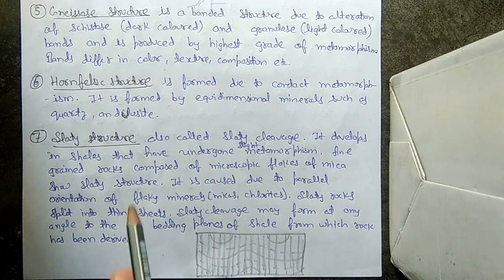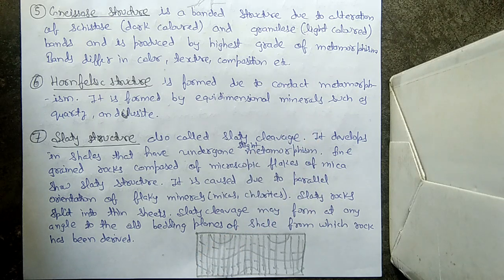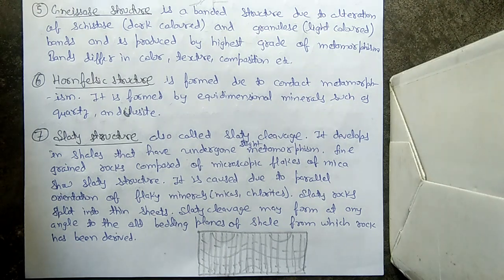And the last and the seventh structure is slaty structure. This is also called slaty cleavage. It develops in shales that have undergone slight metamorphism. In those shales which have gone through very little metamorphism, this structure develops. Okay, fine-grained rocks composed of microscopic flakes of mica show slaty structure. Fine-grained rocks having microscopic flakes, I mean very tiny flakes that we can see through a microscope, show slaty structure.